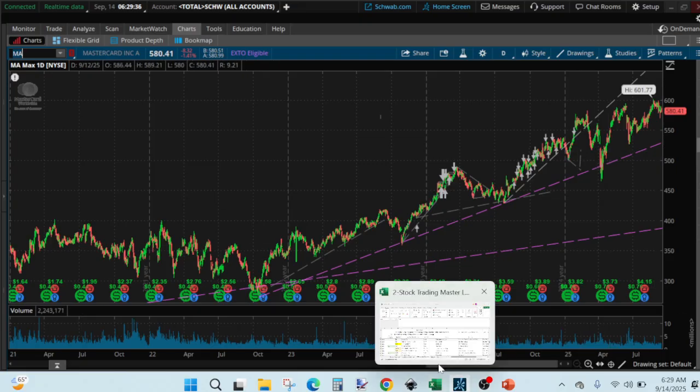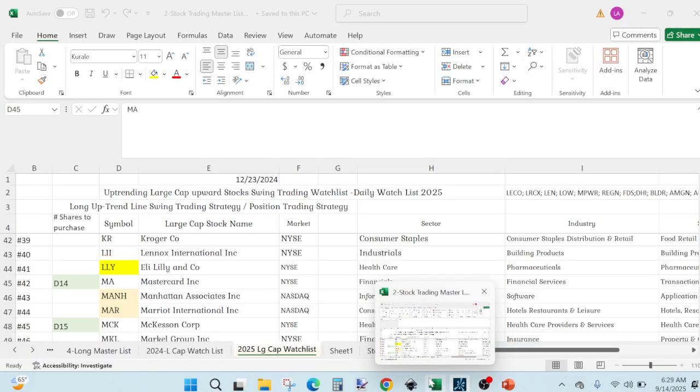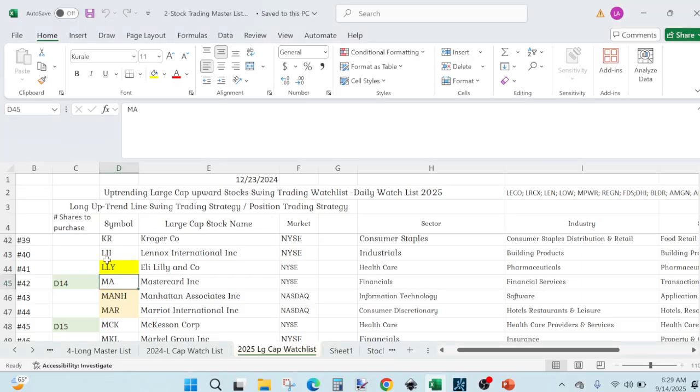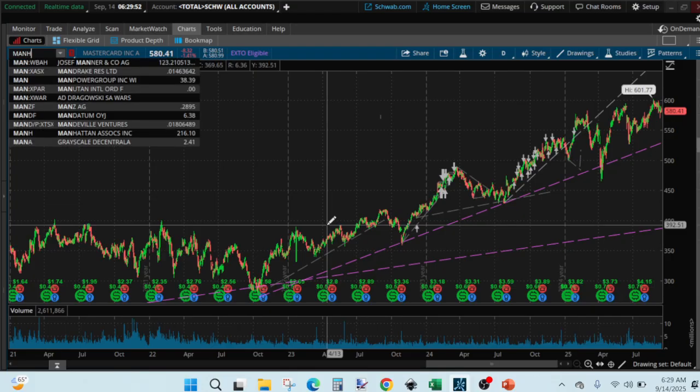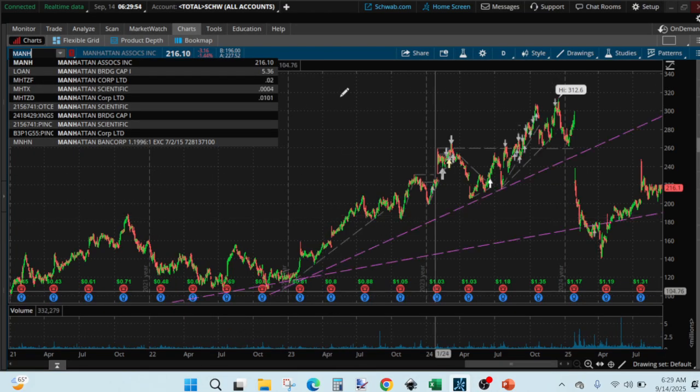And it's not in our portfolio, that's why it's not highlighted like LLY. But again, it's not at a position where we'd buy it. MANH is highlighted because we have it in our portfolio and we must have purchased it this year based on the color of the highlight.